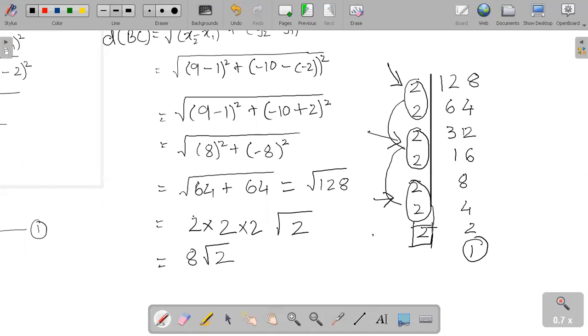Is this method clear? Reducing? If you have not understood any difficulties, you ask me again, okay?